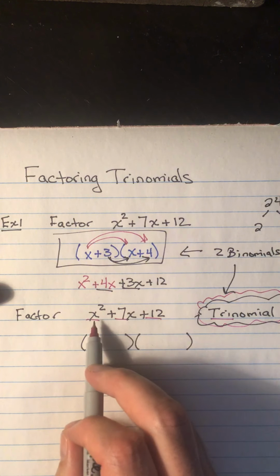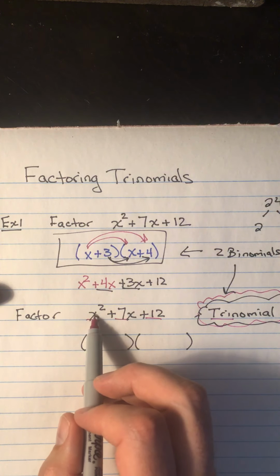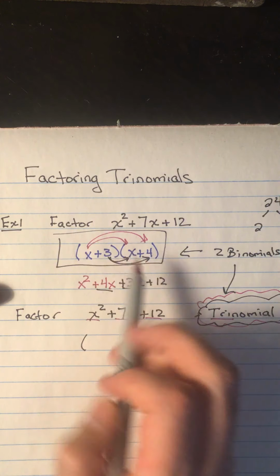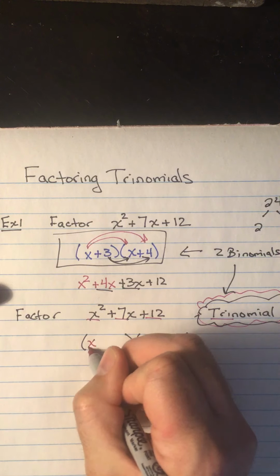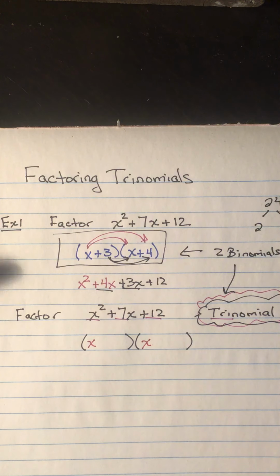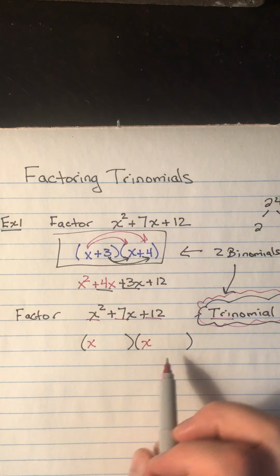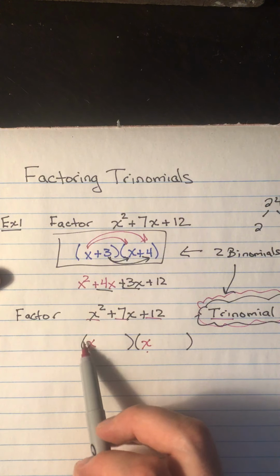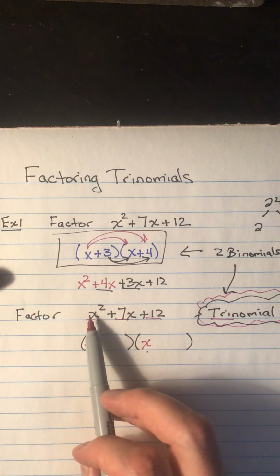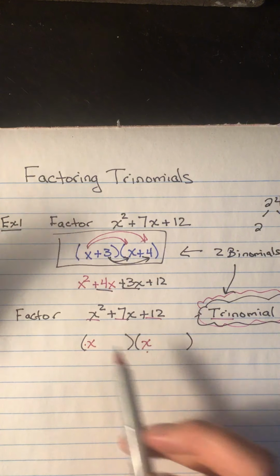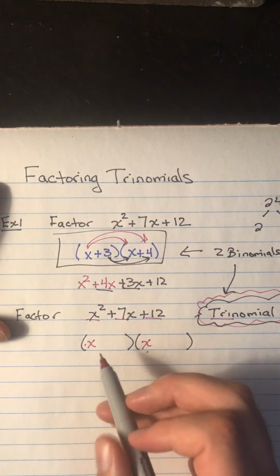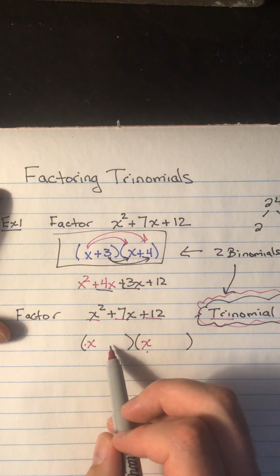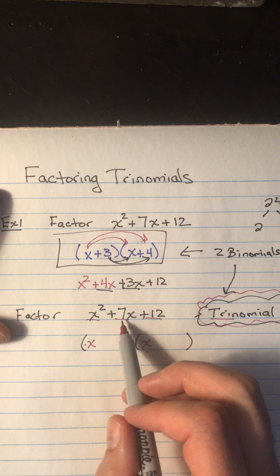So then I start thinking about the pieces. How do I get an x squared? Well, to get an x squared, I got it from an x multiplied by an x. So I could just start putting down what I think might be here. In this case, I'm going to put an x here and an x here because x times x is x squared. Now I have to do a little bit trickier part, which is trying to figure out what numbers I could put here that I'm going to get a 12 and a 7.